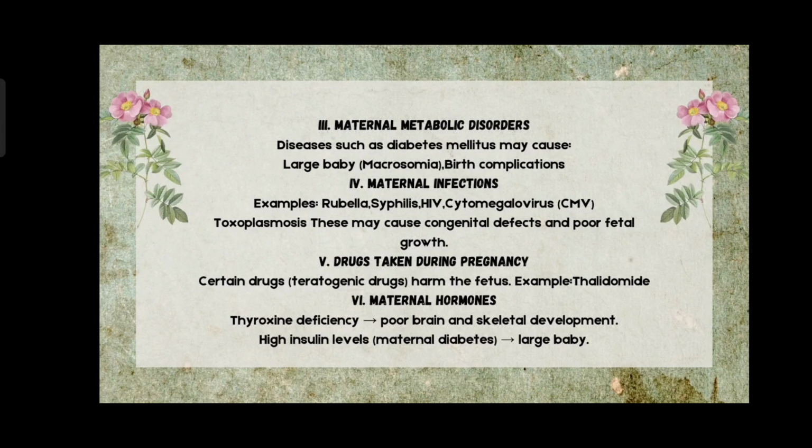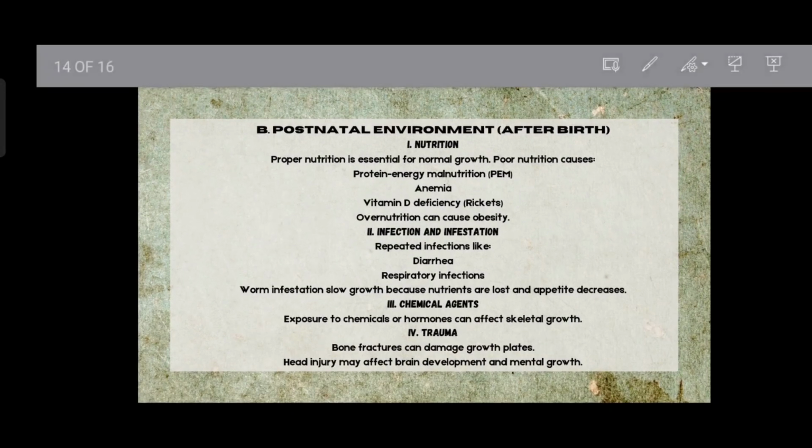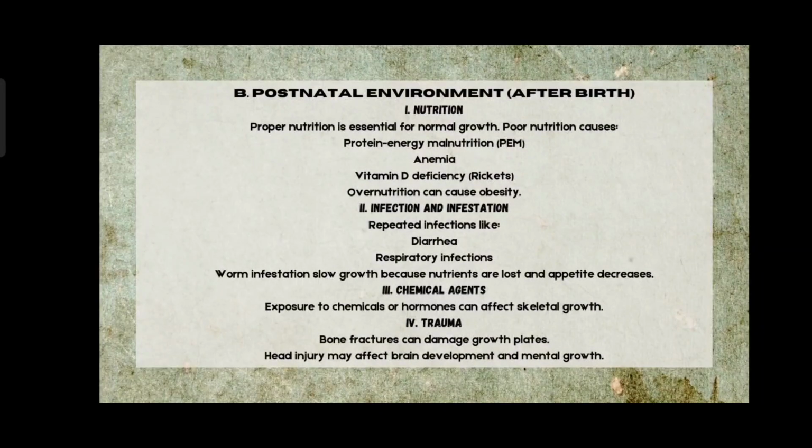Then maternal hormones. If there is a deficiency in thyroxine, it will lead to poor brain and skeletal development of the baby. Also if the mother has a high insulin level or maternal diabetes, it will lead to a large baby, which I already explained previously. These are the prenatal environmental factors. Then the second one is postnatal environmental factors, which occur after the birth.